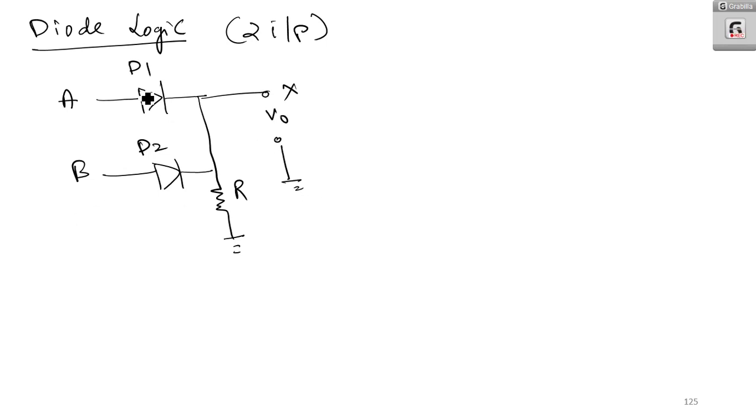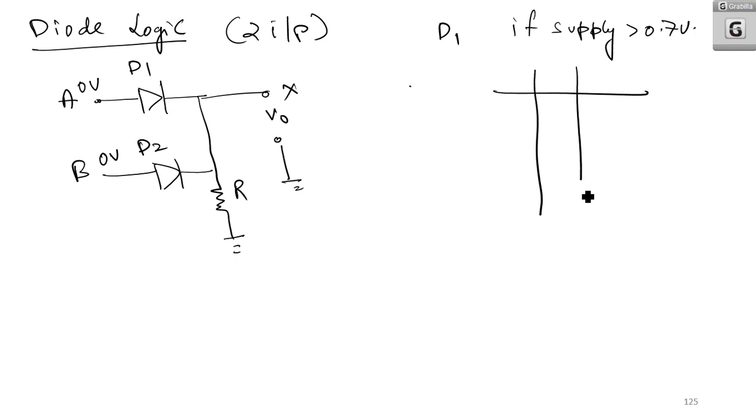Okay. Now see, D1 will conduct if supply is greater than 0.7 volt. So I am giving the supply as say 0 volt, 0 volt. If both are 0, what happens? The output is 0. Since if A and B are 0 volt each, then the output X is also 0.